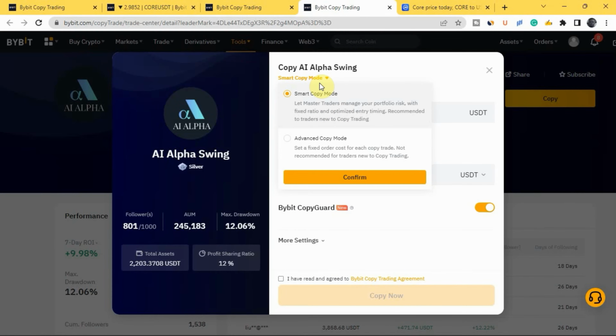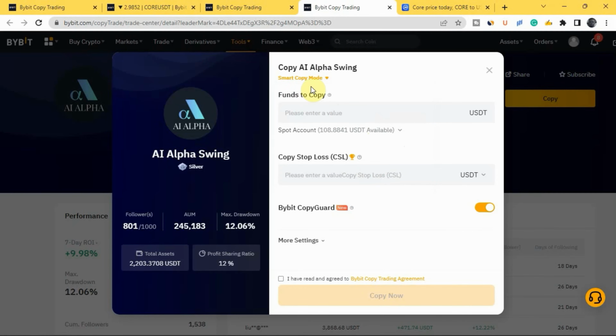Now, the smart copy mode allows you to follow a master trader faster in just 3 main steps. What you just need to do is enter the amount you want to use to copy the trader, select the account to transfer from, and click on copy. That is all. So you don't need to enter any other details for the smart copy mode. So let's use the smart copy mode for this.